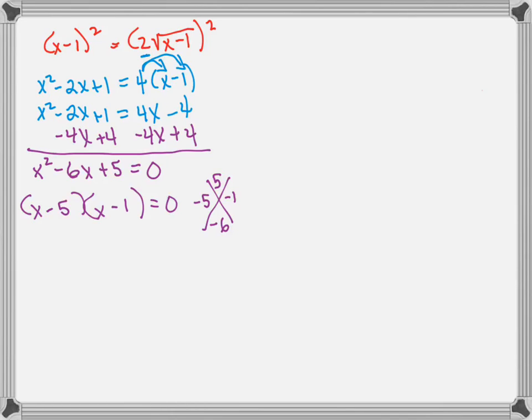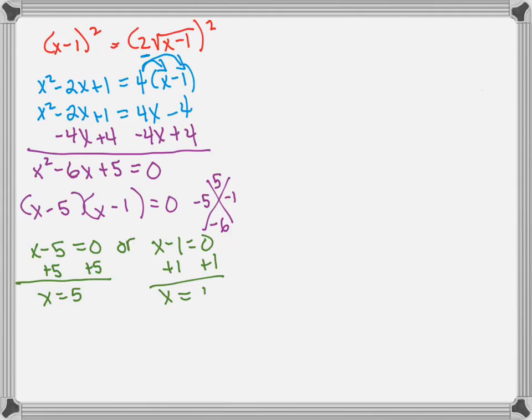So I can fill in my parentheses as x minus 5 times x minus 1. That product equals 0, so I can use the zero product property and set each factor equal to 0. So x minus 5 equals 0, or x minus 1 equals 0. In the first one, I'll add 5 to both sides, x equals 5. In the second equation, I'll add 1 to both sides, x equals 1. So these are my two potential solutions, but now we need to check them.